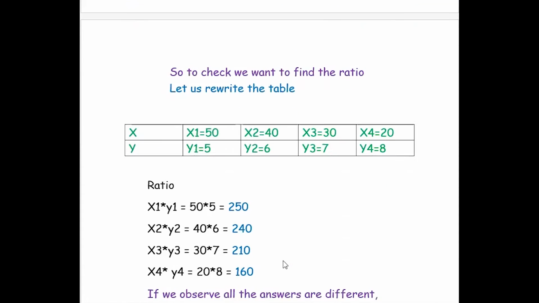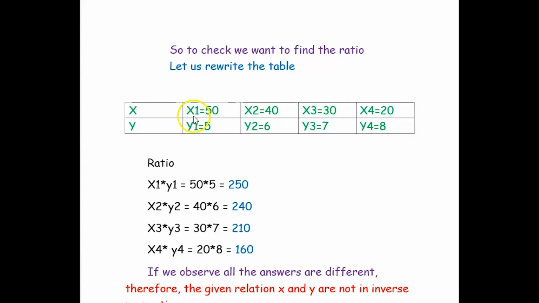Now let's rewrite the first table with the values as x1, y1, x2, y2, x3, y3 and x4 and y4. So it's easy for us to check whether they are in inverse proportion. We know the relation for inverse proportion is that x into y should be constant for all the values of x and y. So now let us test.